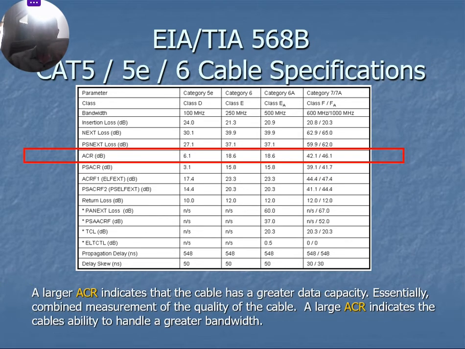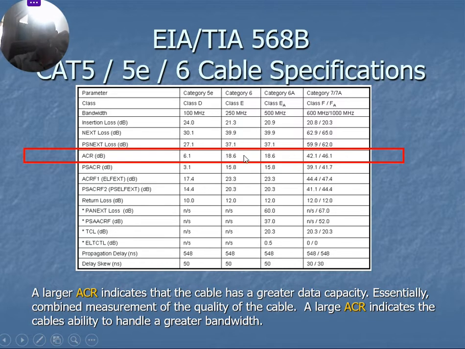Okay, now the larger the attenuation to crosstalk ratio shows that the cable has a greater data capacity. So if you want a greater capacity, then we have to find a larger attenuation to crosstalk ratio in decibels. The bigger the values, the more data the cable can handle in the channel. For example, Category 5 is 6.1. Category 6 is 80.6. It's a huge value increase in Category 6.